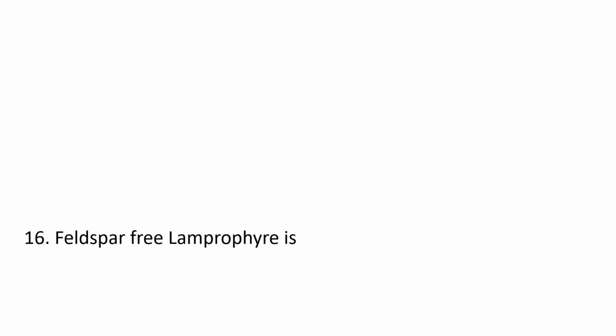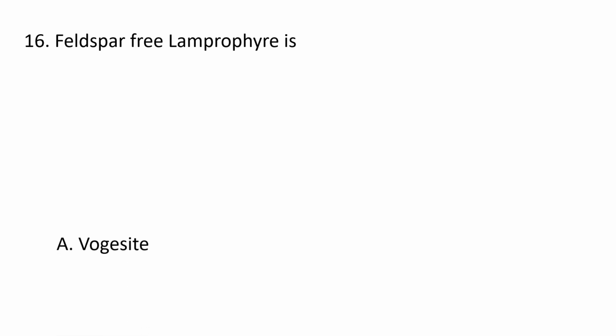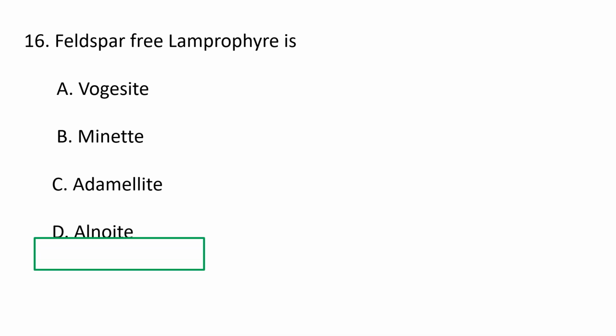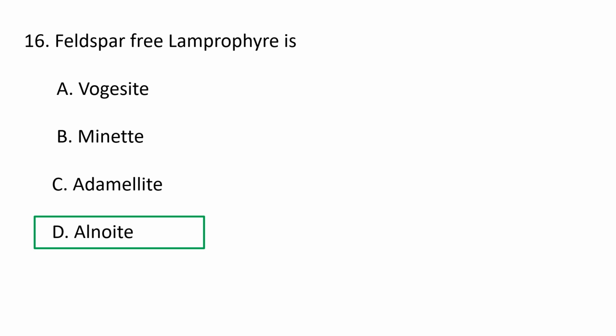Next question. Feldspar free lamprophyre is A. Augite, B. Minette, C. Adamellite, and D. Alnoite. So feldspar free lamprophyre is alnoite. Alnoite consists of melilite, biotite with or without clinopyroxene, olivine, calcite, apatite, perovskite, opaque minerals and nepheline, and this is generally feldspar free. So that's why feldspar free lamprophyre is alnoite. D is the correct option.